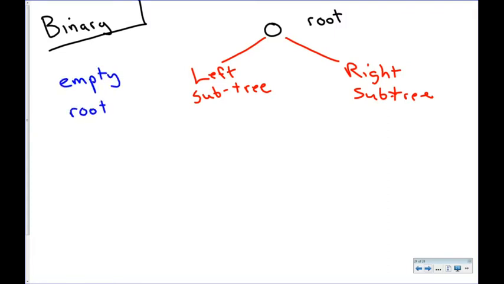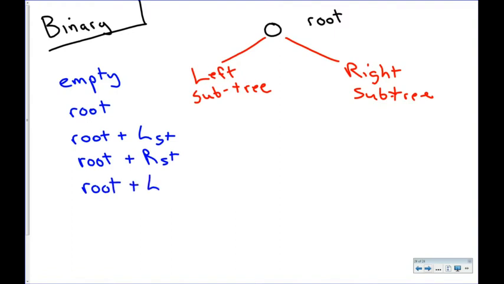So a binary tree can be empty, just a root, a root and a left subtree, a root and a right subtree, or a root and a left subtree and a right subtree. So really that's the 5 different ways we can have a tree, right? So let me show you an example of all 5 of these. So there's the empty tree. That was easy to draw.